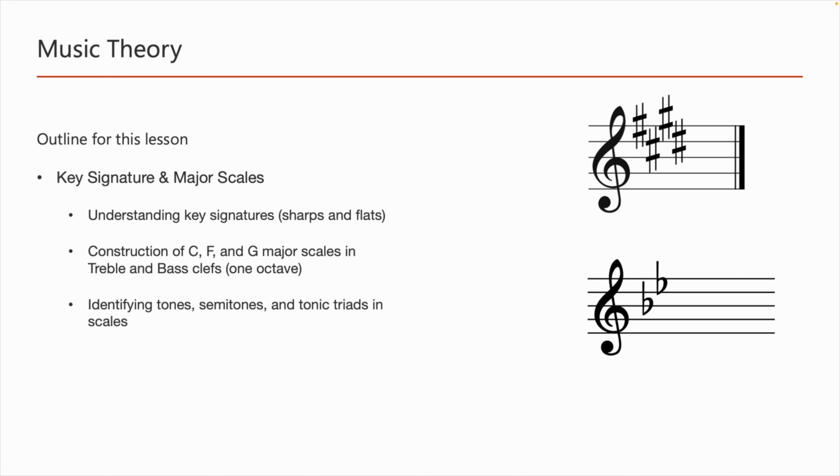In Lesson 4, here's the outline for this lesson. We will look at key signatures and major scales, and in doing this, we'll try to understand these key signatures in terms of sharps and flats. And we will construct the major scales of C, F, and G in both the treble and the bass stave, of course using the treble and the bass clefs, one octave. Eventually, we will try to identify tones, semitones, and tonic triads in the scales.